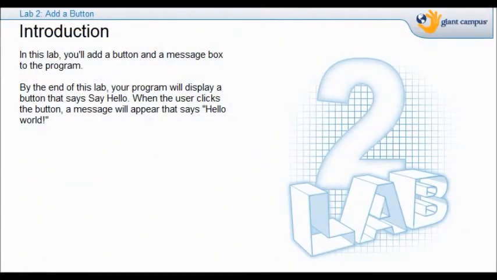So welcome to Lab 2. In Lab 2 of our Visual Hello World program, what we're going to do is add a button and a message box to that button. The message is going to just say hello, and you click it and it's going to bring out a little box that says Hello World. So it's just a message button, and you're going to code that little message.